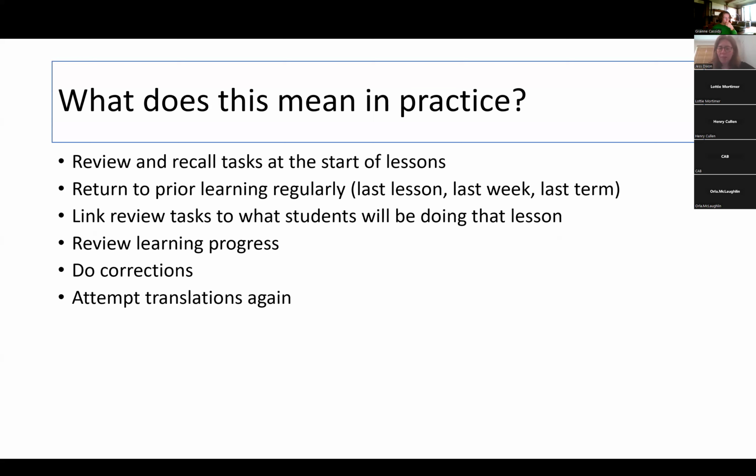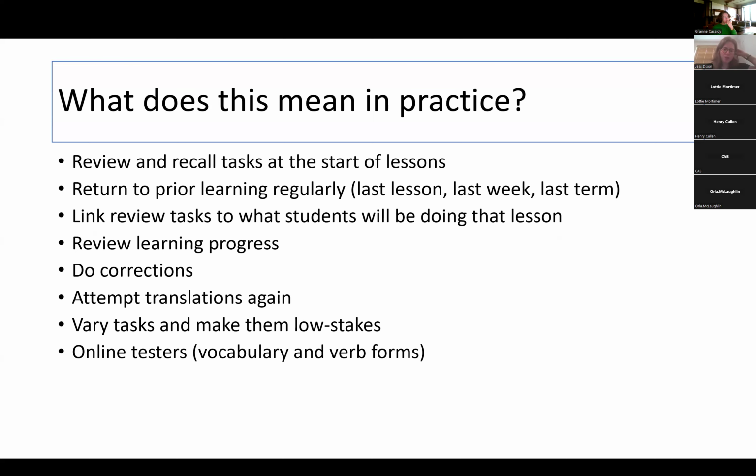So varying tasks, making them low stakes. We've already talked about that. And also just good old-fashioned online testers and vocabulary testers on the internet. There's lots of things that we can do now. But sometimes it's just doing good old-fashioned drill, going through and getting students to either chant out endings or write out endings. Sometimes the old-fashioned methods do work, and there's a reason why they work.